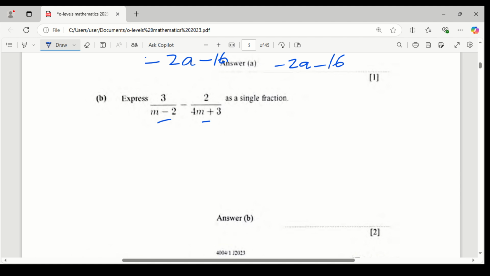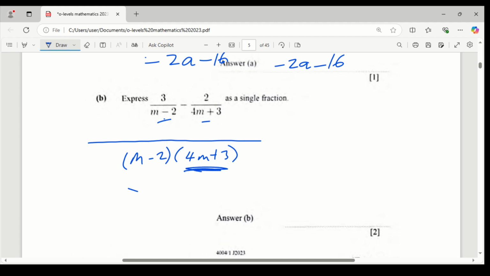So here we are going to say (m - 2)(4m + 3), then we close. Those are our common denominator. So we're going to say that m minus 2 into the common denominator, we get 4m plus 3.